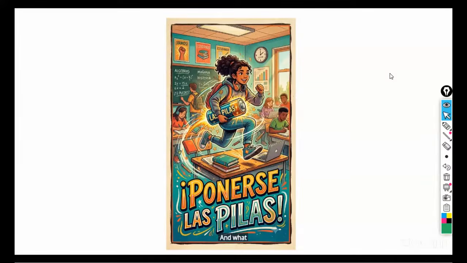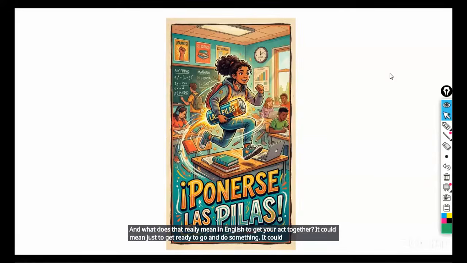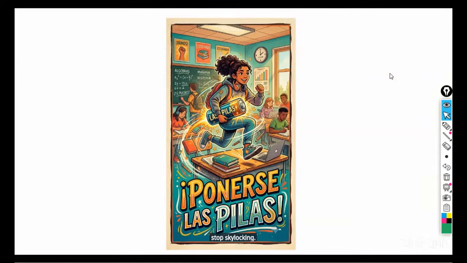And what does that really mean in English, to get your act together? It could mean just to get ready to go and do something. It could mean stop skylarking. It could mean change my life around. How would you say that in English? Poner normally by itself means to put. It could mean to study, it could mean to act.